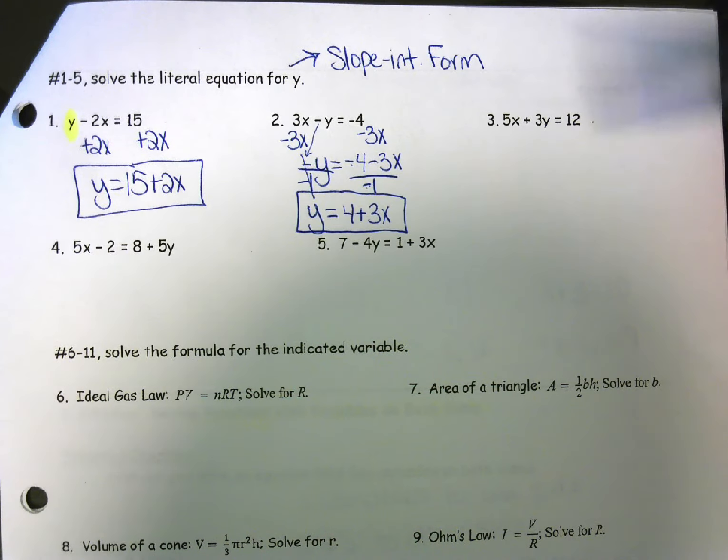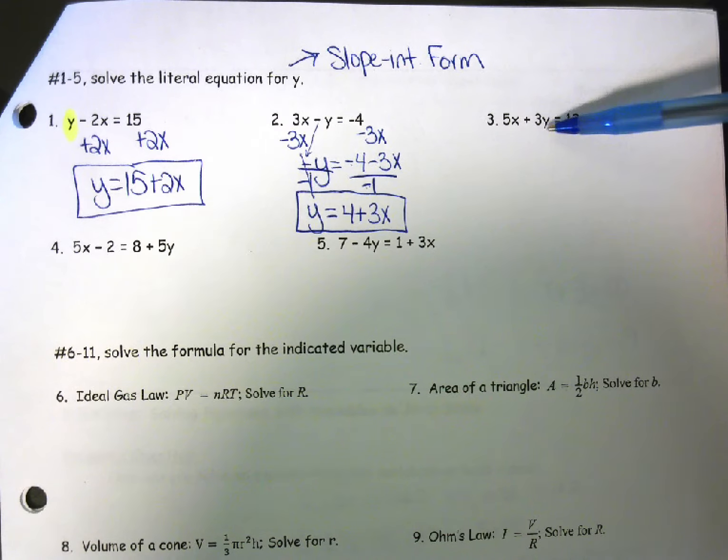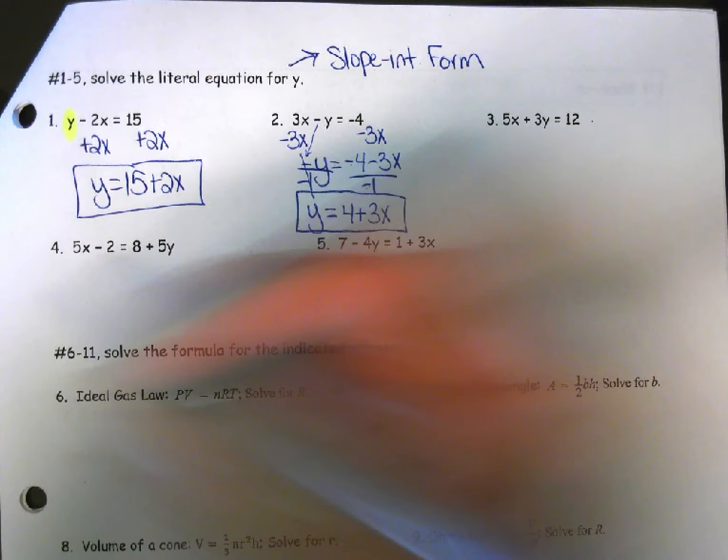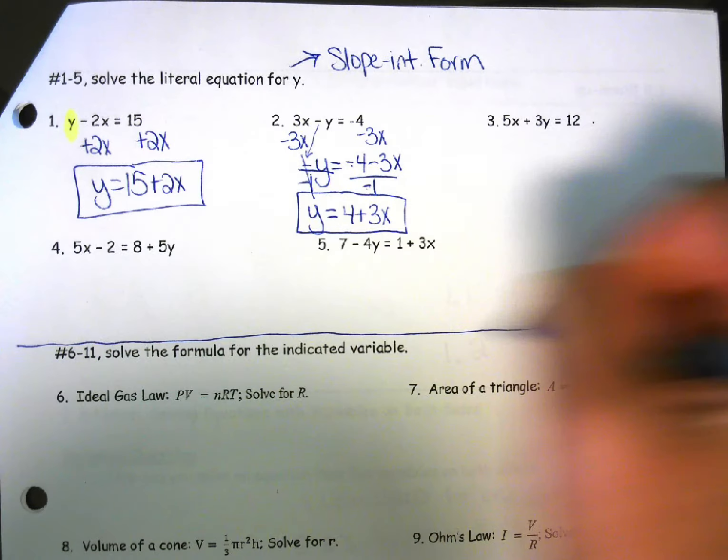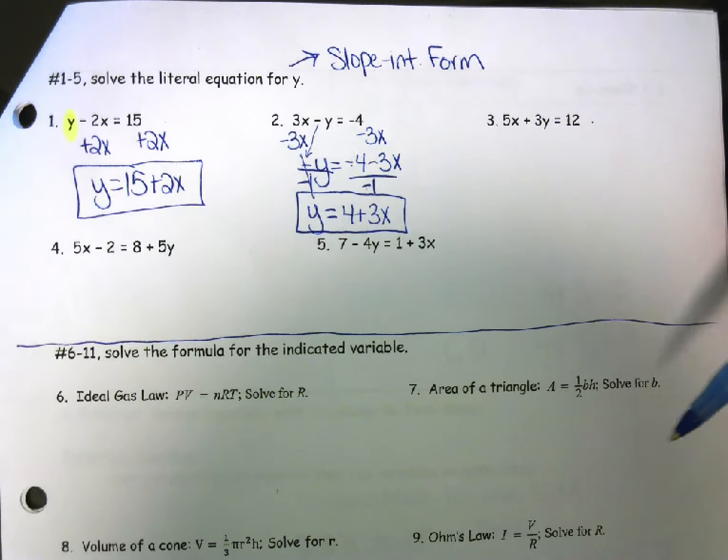So why don't you pause the video, and again, if you want to pause it and try just number 3, or you can try 3, 4, and 5. But why don't you kind of only do those and then check your work with the video to make sure you're doing it correctly before you move on.